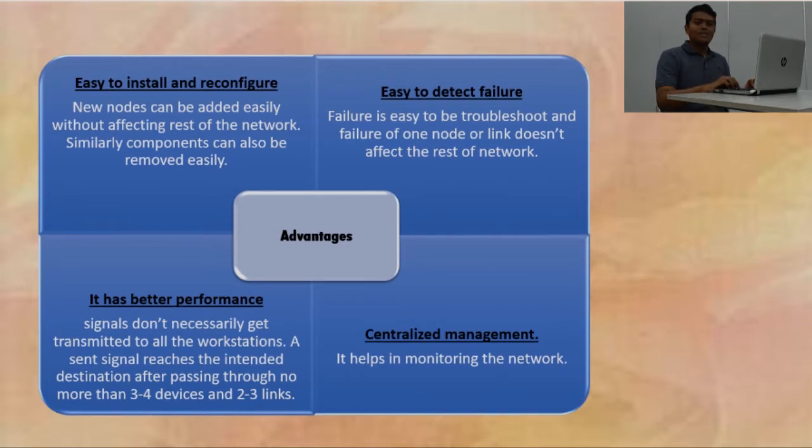The third one is that it has better performance. The signal doesn't necessarily get transmitted to all the workstations. A sent signal reaches the intended destination after passing through no more than 3 to 4 devices and 2 or 3 links. The fourth one is centralized management. It helps in monitoring the network.